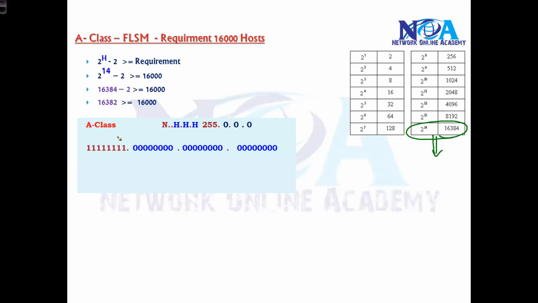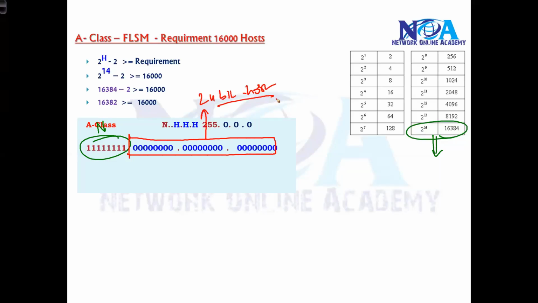In A class, again, we have one network portion, which means this is your network and all the remaining 24 bits are my host bits. So that's the reason the size of the network in A class will be bigger. Now in this case, out of 24 host bits, we don't need 24. We just need only 14. So if you subtract, it means 10 bits we need to convert, 1, 2, 3, 4, 5, 6, 7, 8, 9, 10.